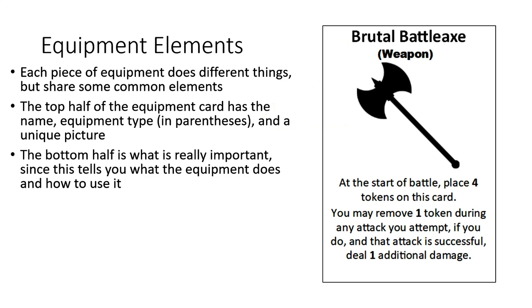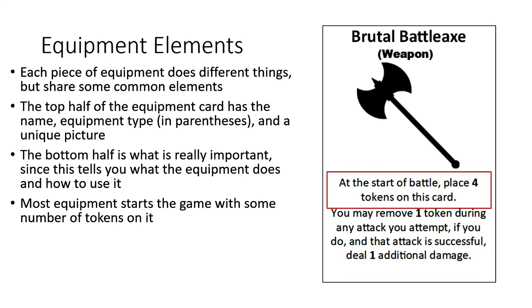And then the bottom half is the really important game mechanics part, because it tells you what the equipment does, how to use it, how many tokens it starts off with, so on and so forth. It's all the information about the equipment. So in this case, this is an example of a piece of equipment. Most equipment is like this, but you start off the game placing 4 tokens.